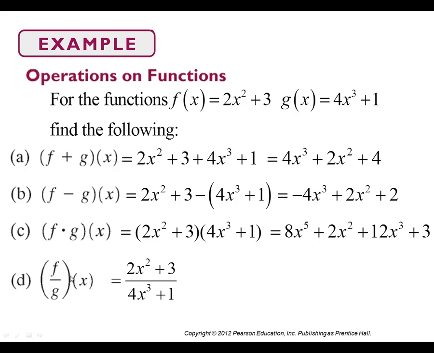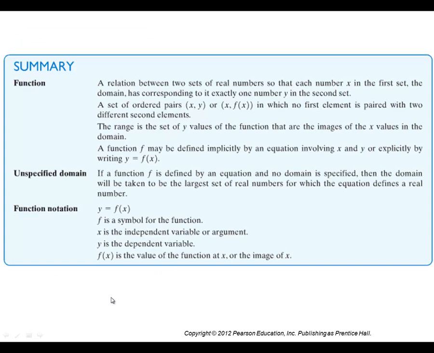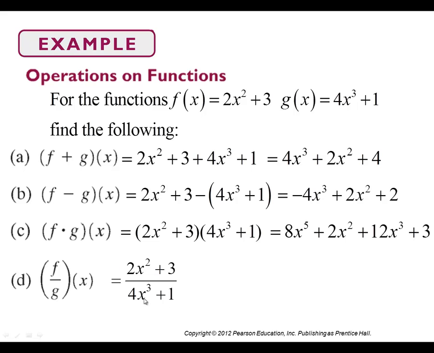Now here, (f over g)(x): here's the f of x, 2x squared plus 3, the g of x, that's the 4x cubed plus 1, and then that's it. That's all there is. So the division ones are actually the easiest ones to simplify because there's nothing really to combine between the two most of the time.